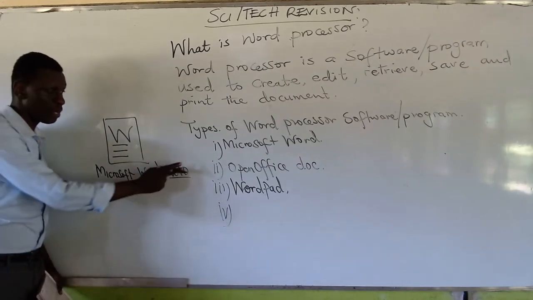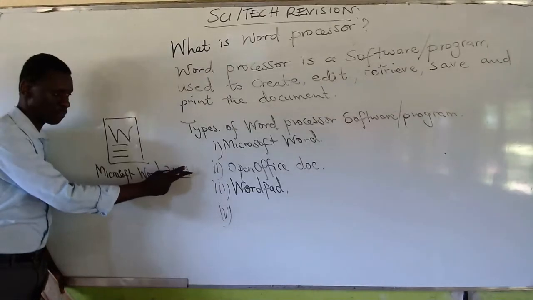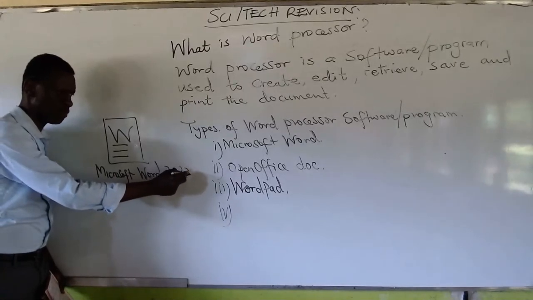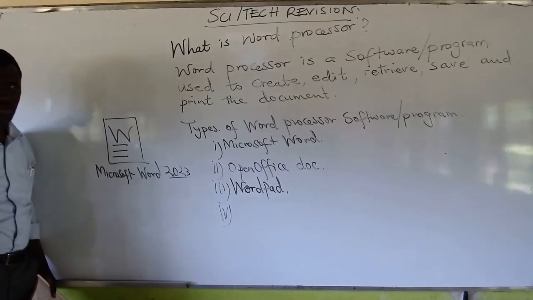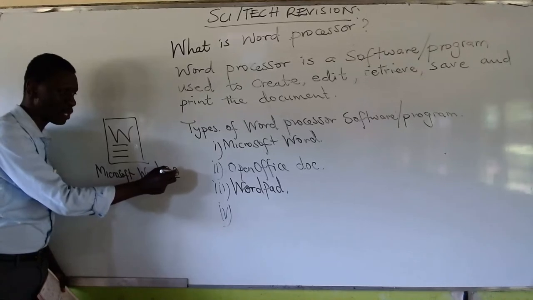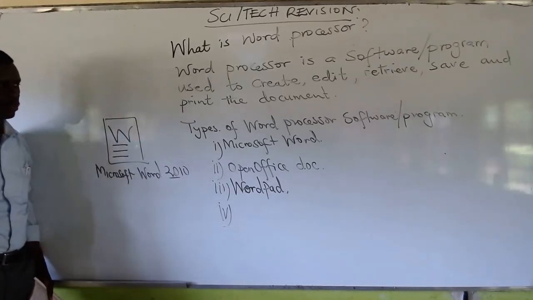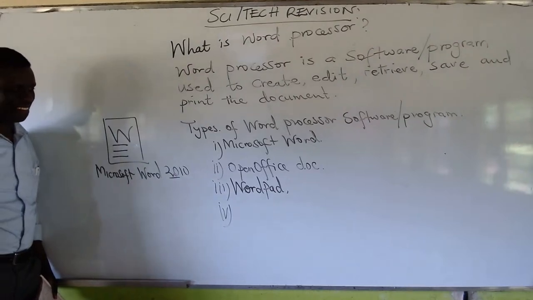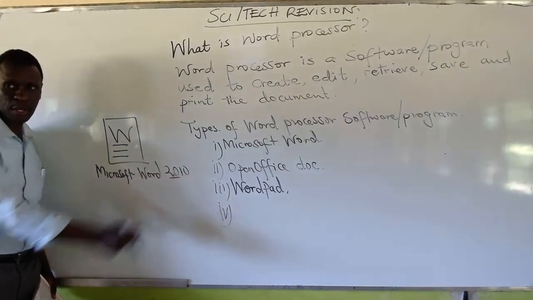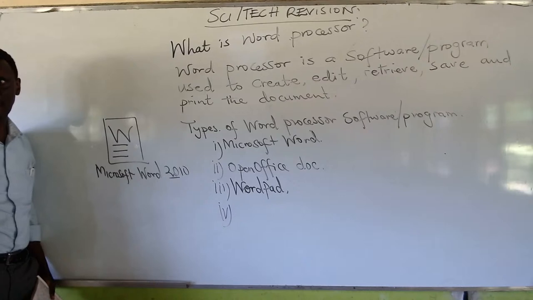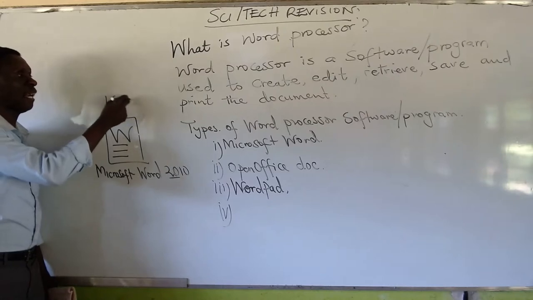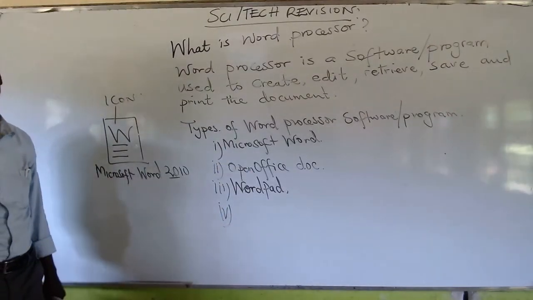So right now the latest version is 2019. Even 2023, they are there, but I'm not quite sure about it. There are so many. But the common one which we are supposed to use on our texting is Microsoft 2010. Much lower than this one. At least use above this one. So you bring Microsoft, this is an icon. This is an icon. The word processing program will open up.